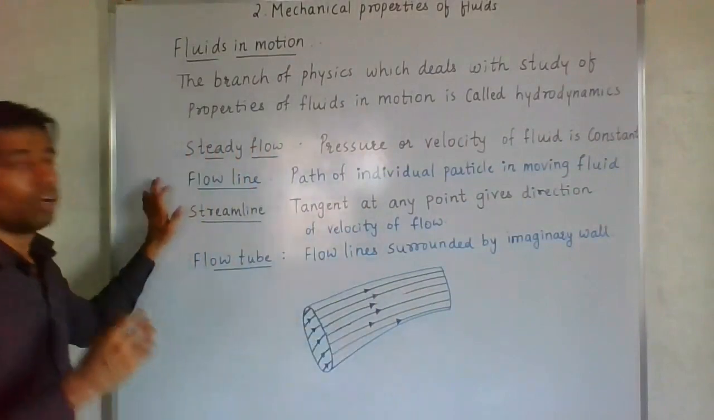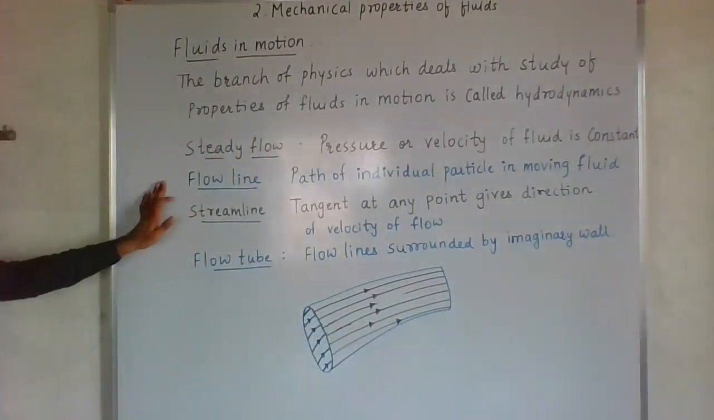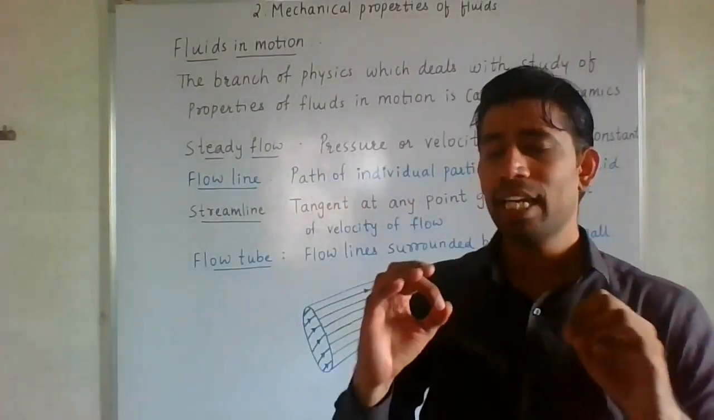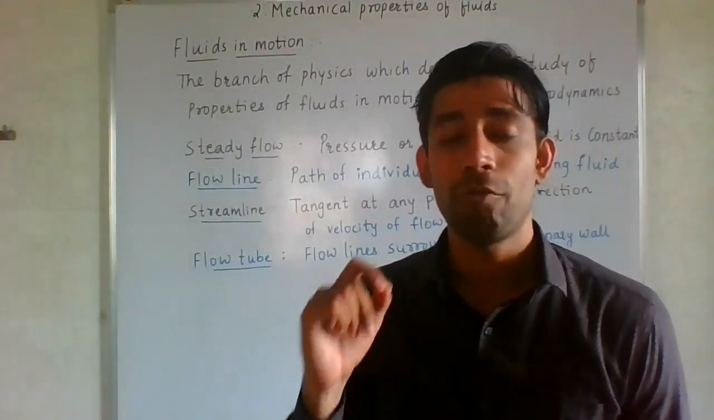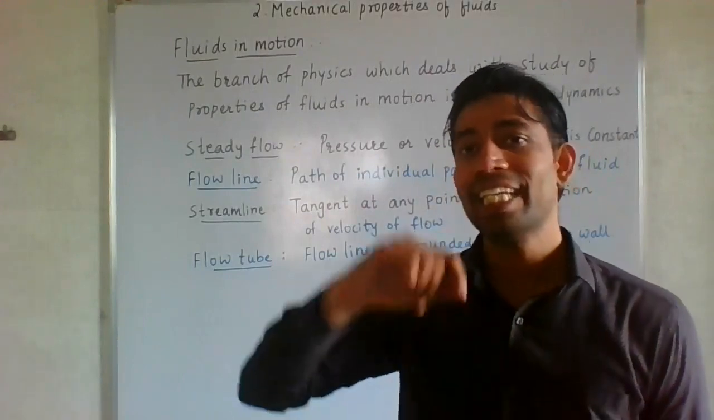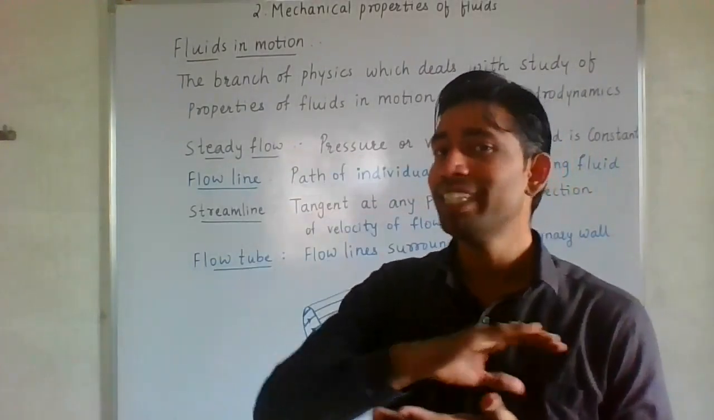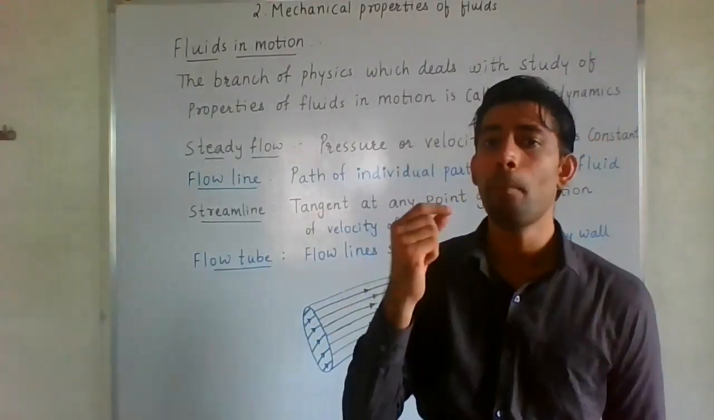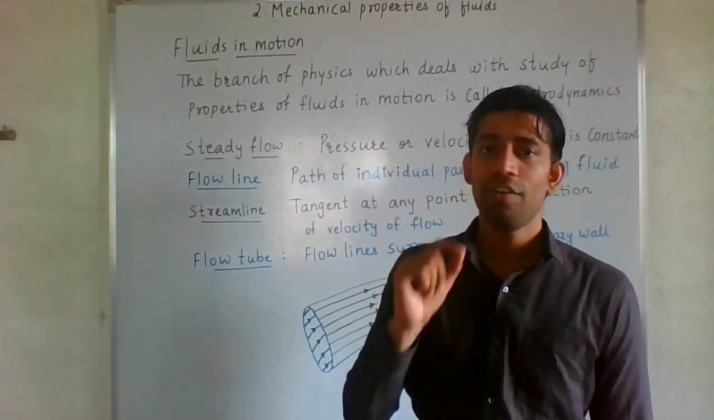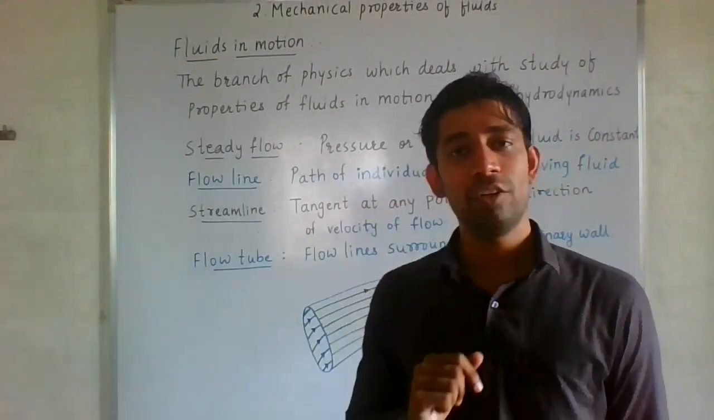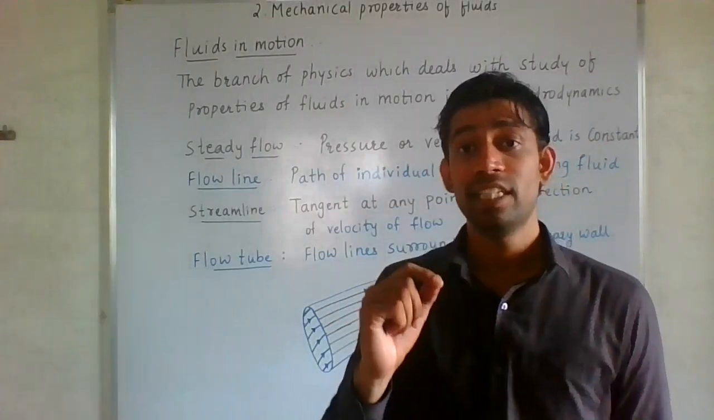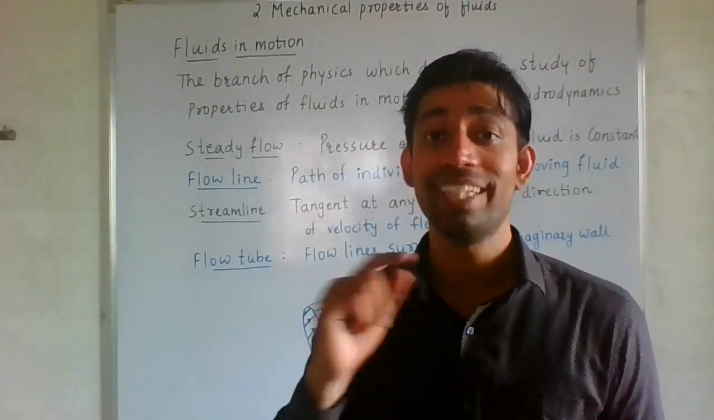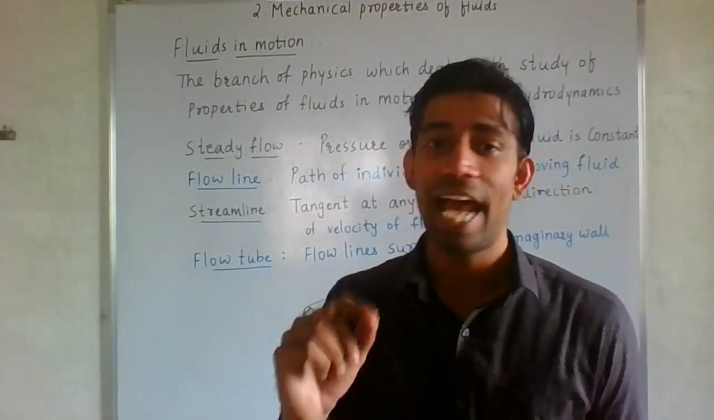That is your flow line. Next we have streamline. The streamline concept is quite easy. Just recollect the concept of electric lines of force. If we draw a tangent to an electric line of force, a tangent being a line which just touches one point on a curve, what does the tangent show? That tangent helps us to know the direction of the electric field at that point.